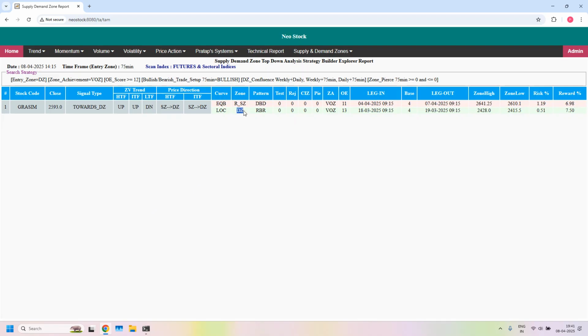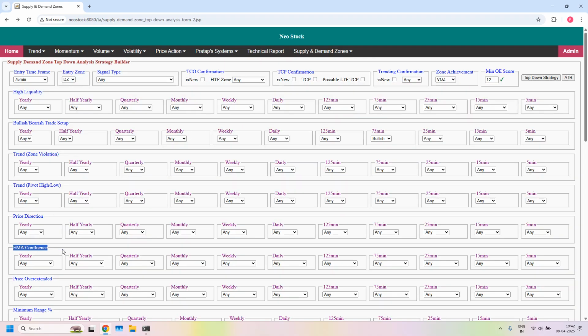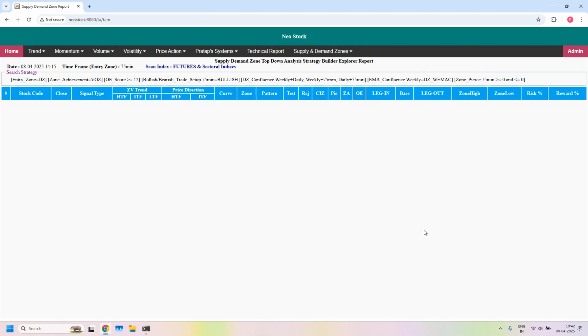So this 75 minutes demand zone overlapped with daily, both together overlapped with weekly demand zone. And weekly trend is up. Let us check if this stock is having weekly demand zone with weekly EMA confluence. So that stock is not filtered. So this is bullish trade setup for weekly income trade.